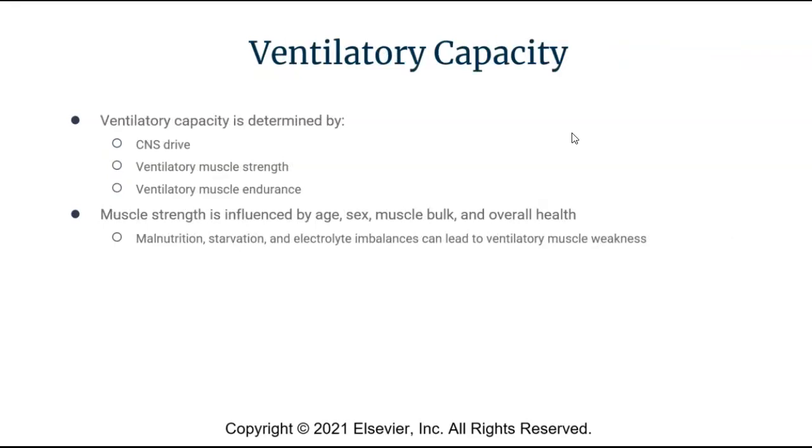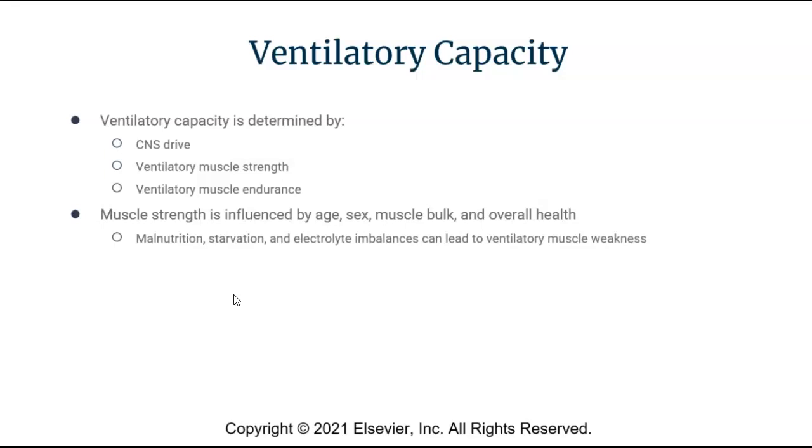Okay, so ventilatory capacity is determined again by that CNS drive. So ventilatory capacity is kind of how much work the lungs can do, or the ventilation system can do. So again, it's going to be determined by that drive, how much drive there is for me to breathe, how strong my respiratory muscles are, so how much of a pressure gradient they can create, and then that endurance, like how long they can keep up the demand for a higher respiratory rate or that higher pressure. So muscle strength plays a big factor in the capacity.